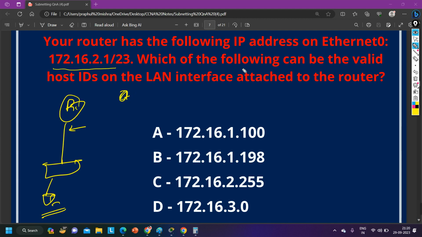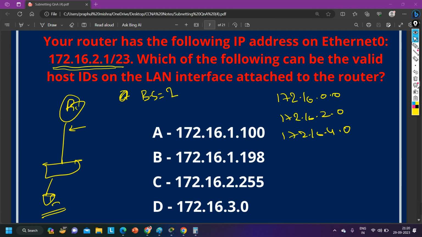What will be the network ID of this IP address? 172.16.2.0. Tell me the block size. It will be 2. That means the first network is 172.16.0.0, the second network is 172.16.2.0, and the third network is 172.16.4.0. Now you tell me, this IP address belongs to which network?